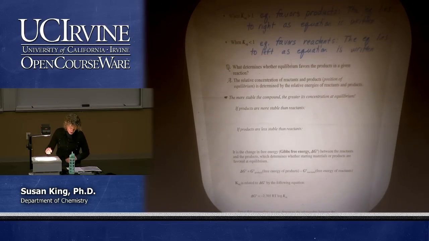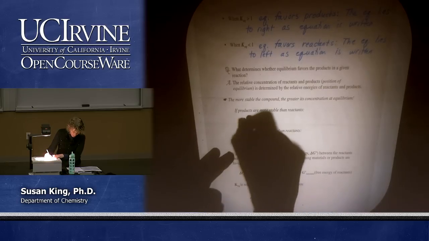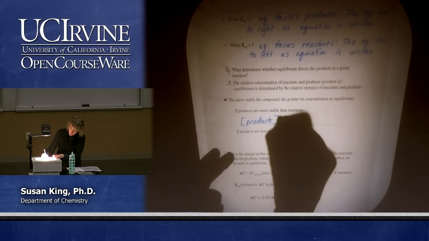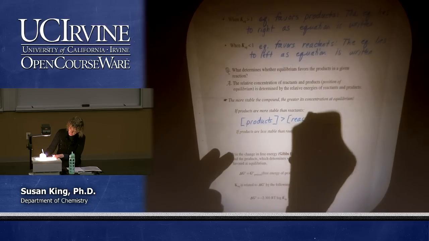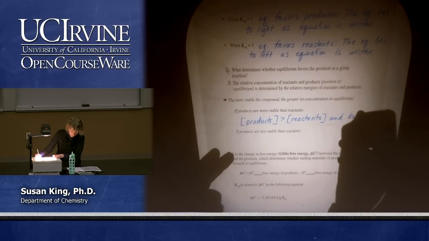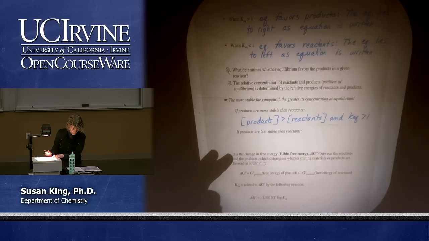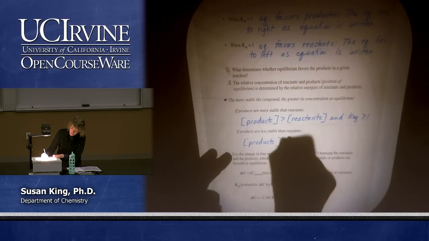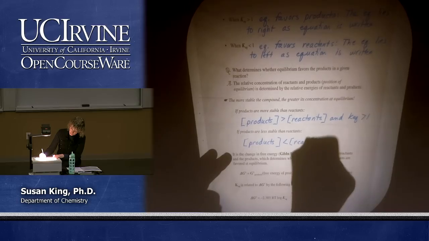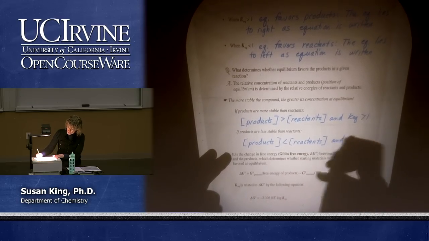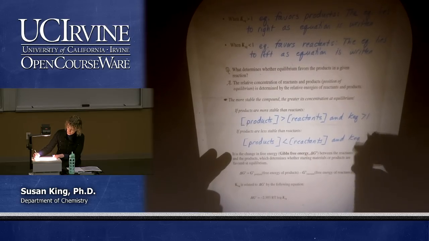The more stable the compound, the greater its concentration at equilibrium. If products are more stable than reactants, then concentration of products is greater than concentration of reactants, and KEQ is greater than 1. If products are less stable than reactants, then the concentration of products is less than concentration of reactants, and KEQ is less than 1.